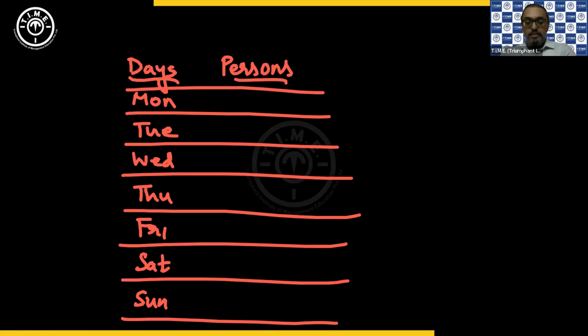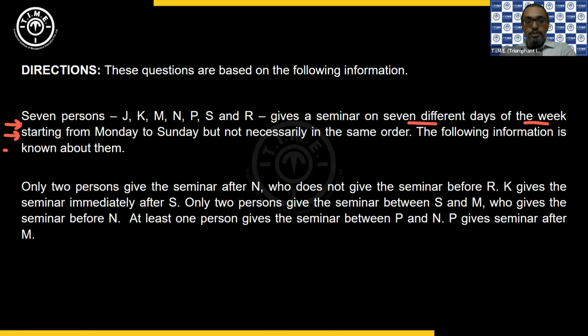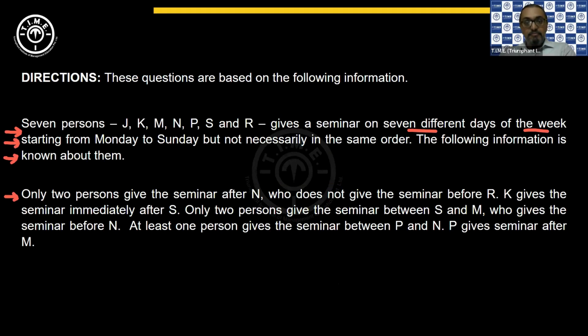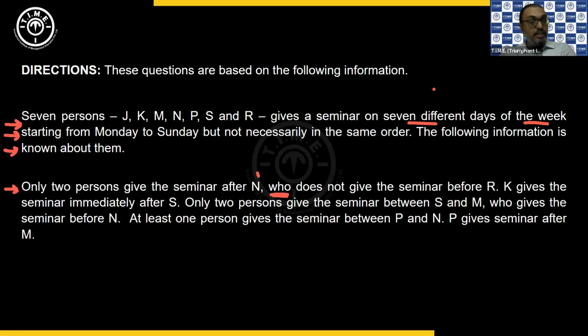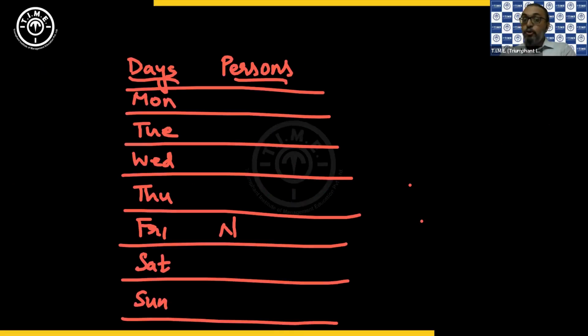Okay, so now let's see this. The following information is known about them. Only 2 persons give the seminar after N. N has to be on a Friday. Only 2 persons after N. Correct. N will be given on a Friday. Again, N does not give the seminar before R. So not before R means it has to be after R. So N will be giving a seminar after R.